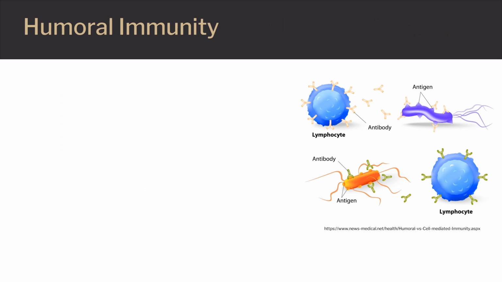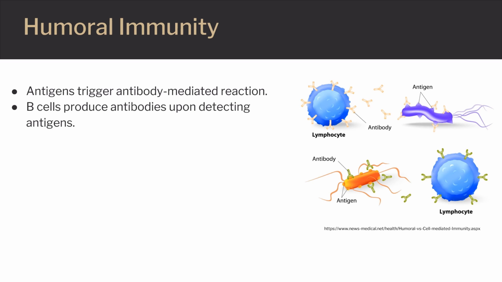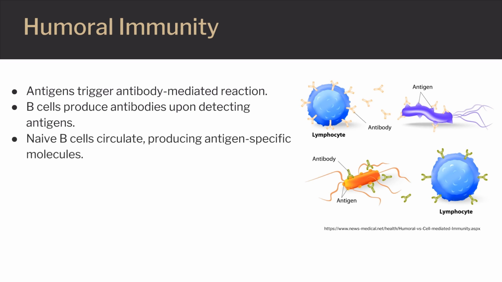When foreign material, antigens, are recognized, the body responds with an antibody-mediated reaction. Extracellular intruders, such as bacteria, are commonly found in this foreign material. B-cell lymphocytes, a type of immune cell that makes antibodies after detecting a specific antigen, are principally responsible for this method. Lymphocytes known as naive B cells circulate throughout the body via the lymphatic system. These cells produce antigen-specific molecules that are necessary for detecting infectious pathogens in the human body.